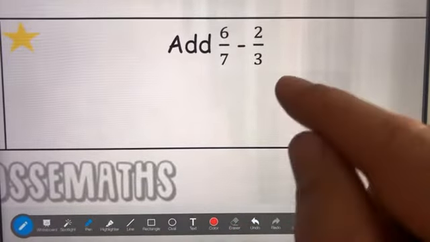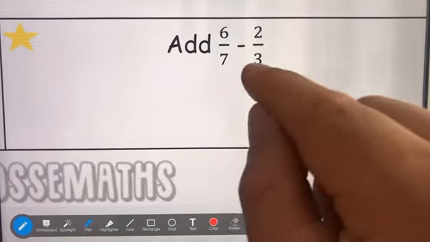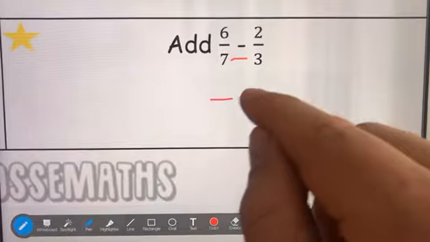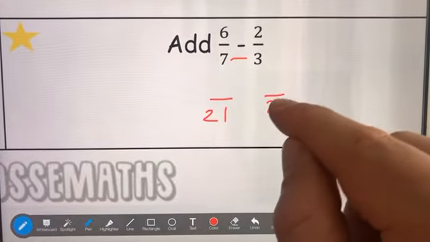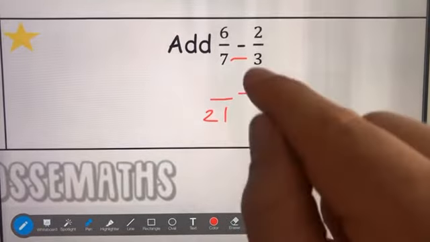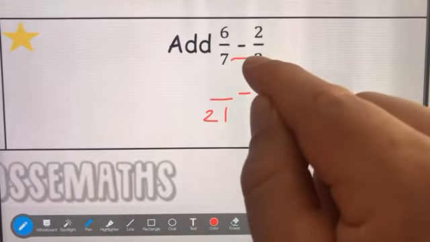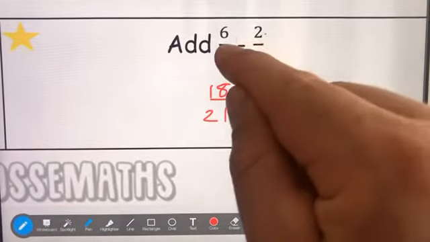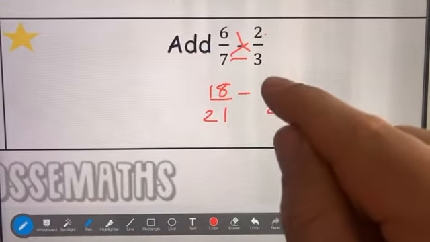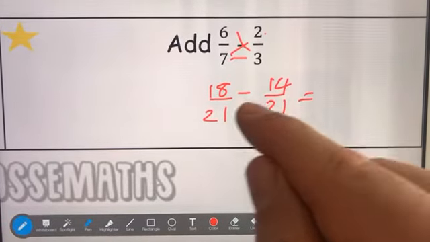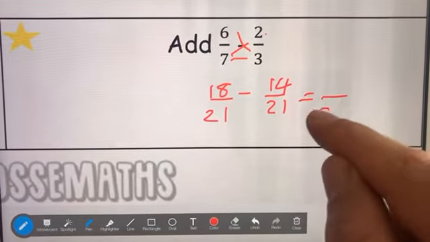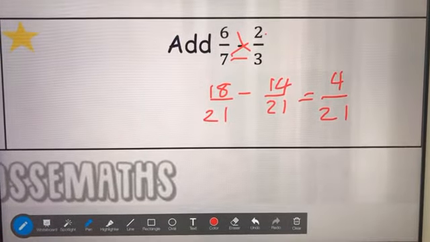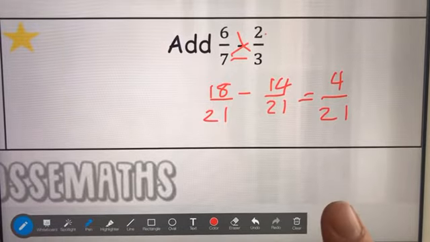6 over 7, take away 2 over 3. I've got to make the bottom numbers the same, so I'm going to times them. 7 times 3 is 21 on the bottom of both. Minus goes in the middle. Once I'm there, I'm going to cross multiply. 3 times 6 is 18, so that goes on the top of the left hand one. 7 times 2 is 14, so that goes on the top of the right hand one. Once you're there, you just keep the bottom number the same, keep that as 21. 18 take away 14 is 4. 4 over 21, job done.